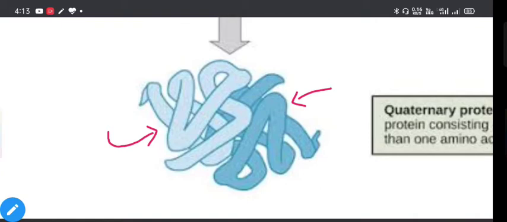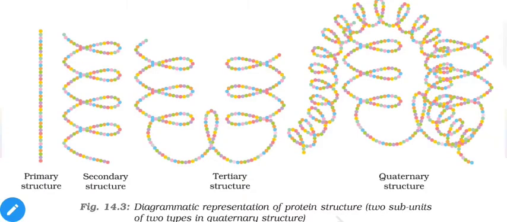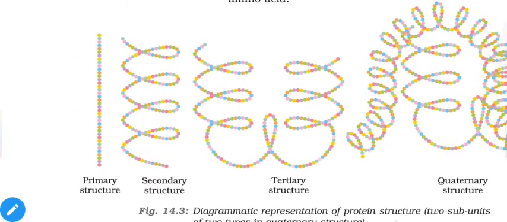So these two different subunits are arranged closer together, and some portion will be mixed together to give us a quaternary protein. That means at least you need two different tertiary proteins to create quaternary protein, and you can have more than two. And here we have representation of all the four types of proteins.